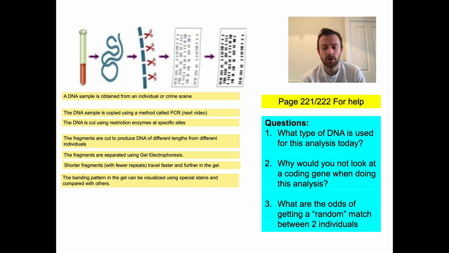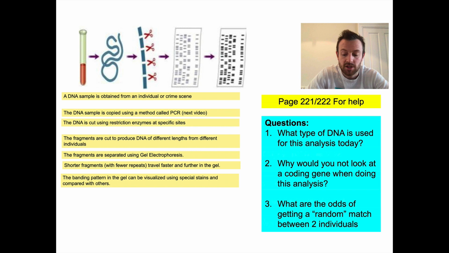So 3, what are the odds of getting a random match between two individuals? Well, it's really, really small. It's about 1 in 10 to the 18. So that is just like, I can't even put that into numbers. I think that is a billion. Yeah, so 1 in a billion. So that is vanishingly small.